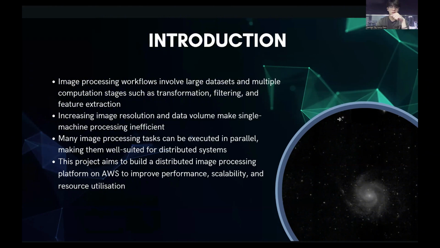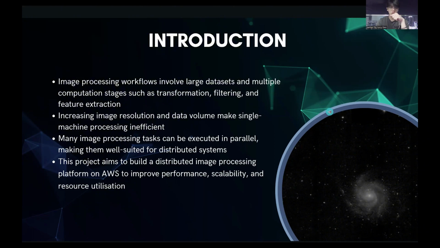However, many image processing tasks can be executed independently, such as processing multiple images at the same time. Because of this natural parallelism, image processing is well suited for distributed systems. The goal of our project is to build a distributed processing platform on AWS that improves performance and resource utilization.